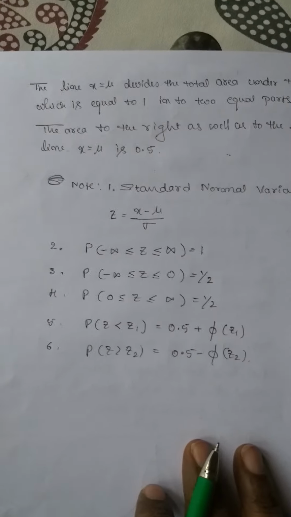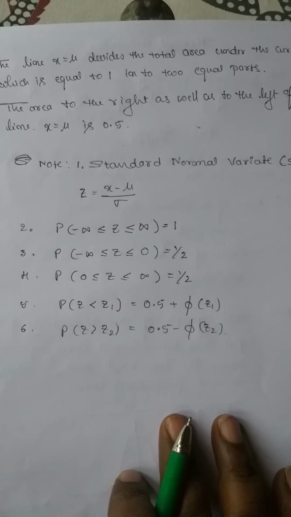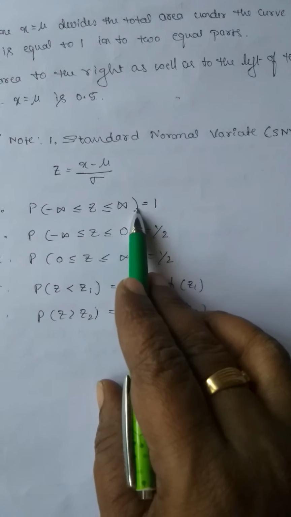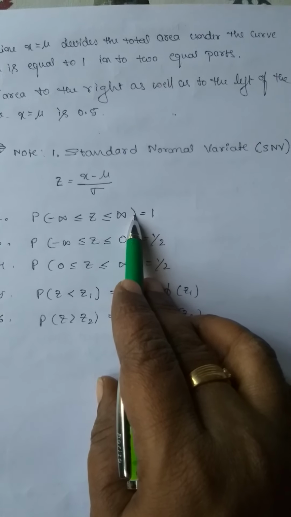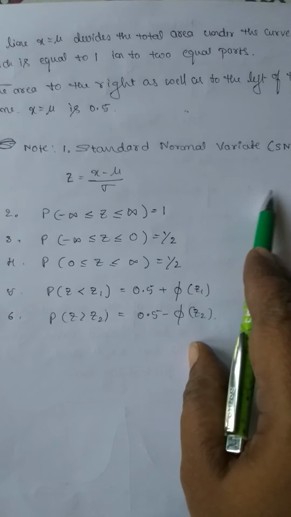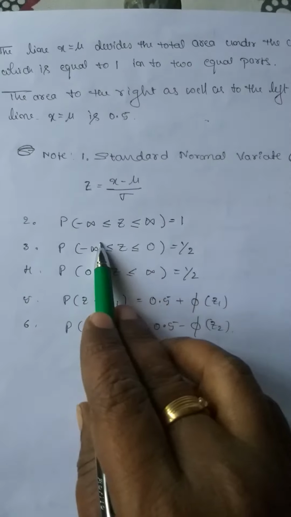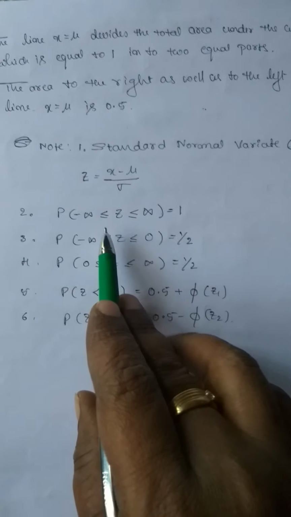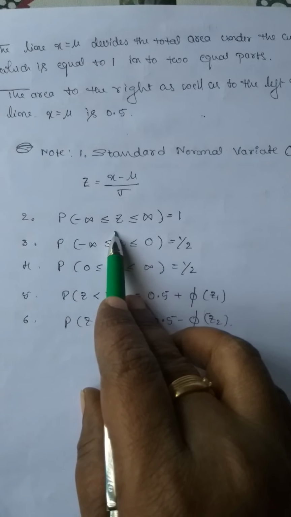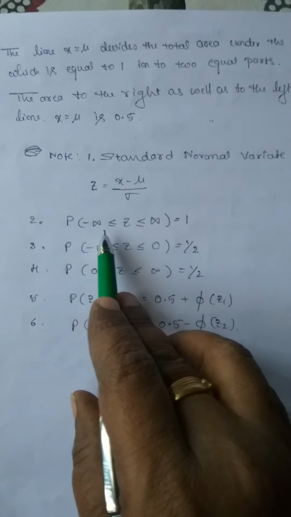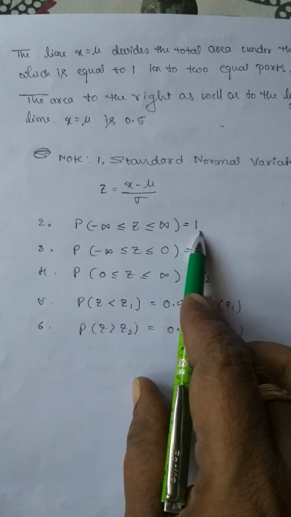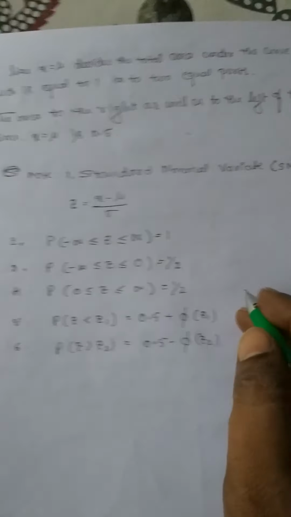If you take some important notes on this normal distribution, which will be useful for us to solve problems, first we have to understand the standard normal variate, in short SNV, that is z equals x minus mu divided by sigma. And the second note, from the figure we have taken, P of minus infinity less than or equal to z less than or equal to infinity is equal to 1.